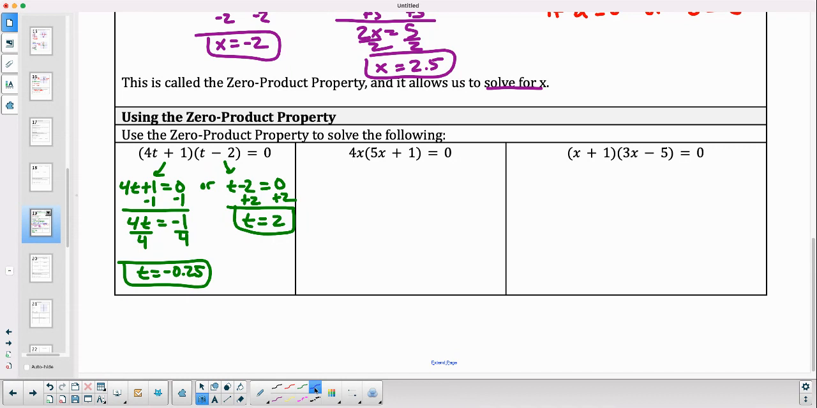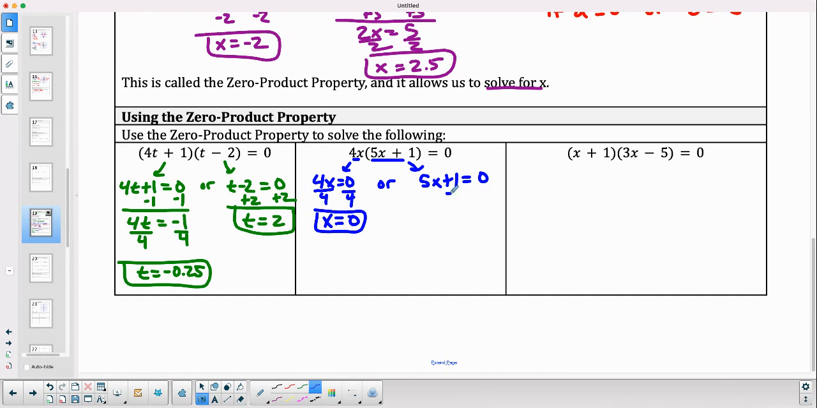If you have two things that multiply to 0, then either the first one is 0 or the second one is 0. So the one on the left solves in one step. Divide both sides by 4, but 0 divided by 4 is still 0. So one of the solutions to the entire equation is 0.